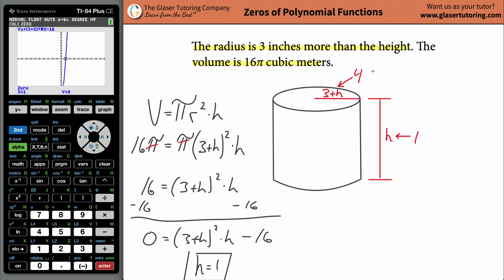So in any case, this is the radius, this is the height, and that should work out to be true, right? So the volume here is going to be equal to pi times the radius, which is 4 squared, times the height, which is 1. So what does that work out to be? This works out to be 16 pi. Oh wait, that's what they told us it should be.